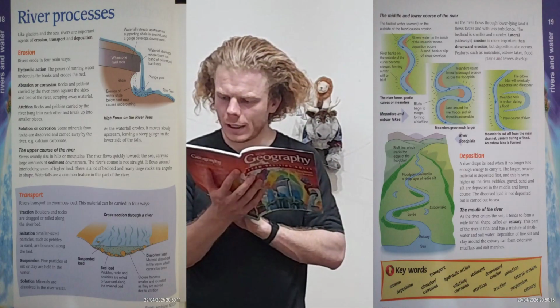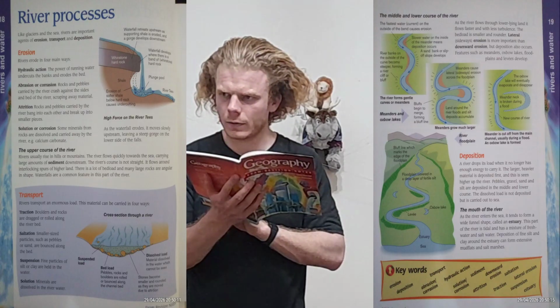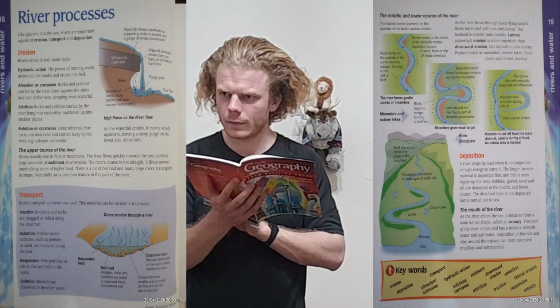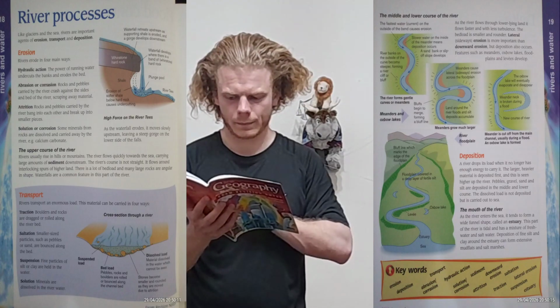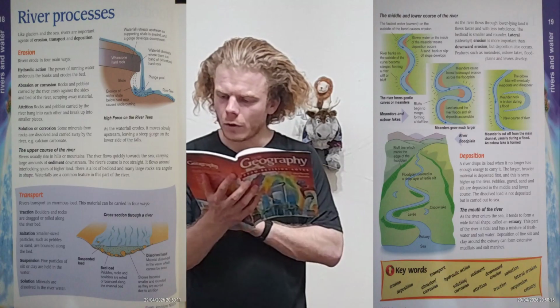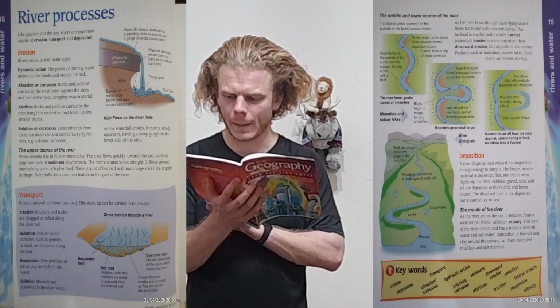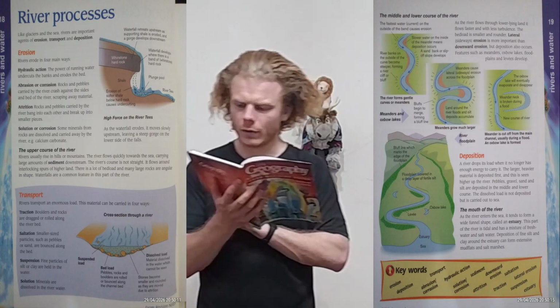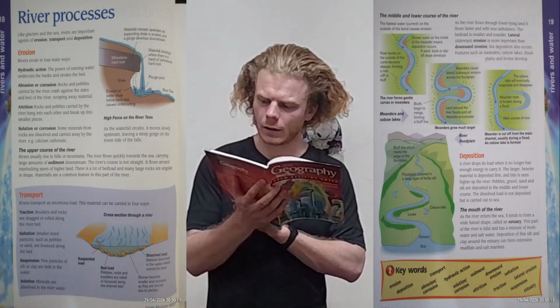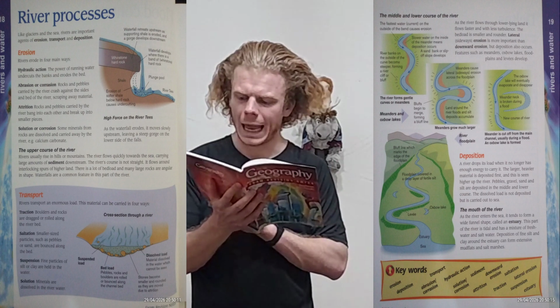The oxbow lake will eventually evaporate and disappear. The meander neck is broken during a flood. New course of the river. The meander is cut off from the main channel, usually during a flood, and an oxbow lake is formed.